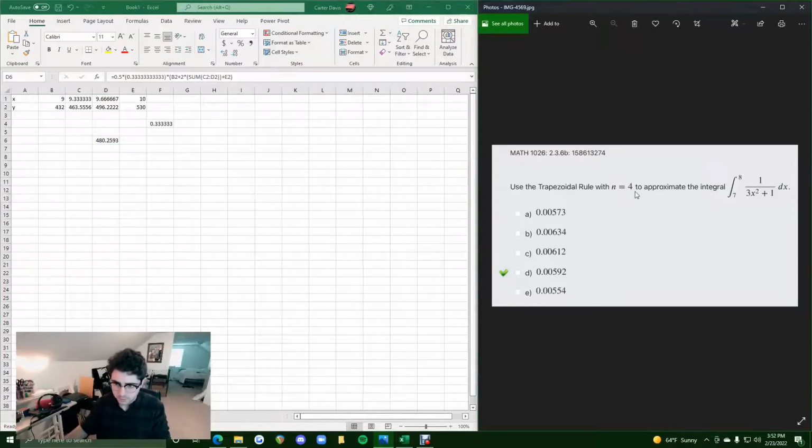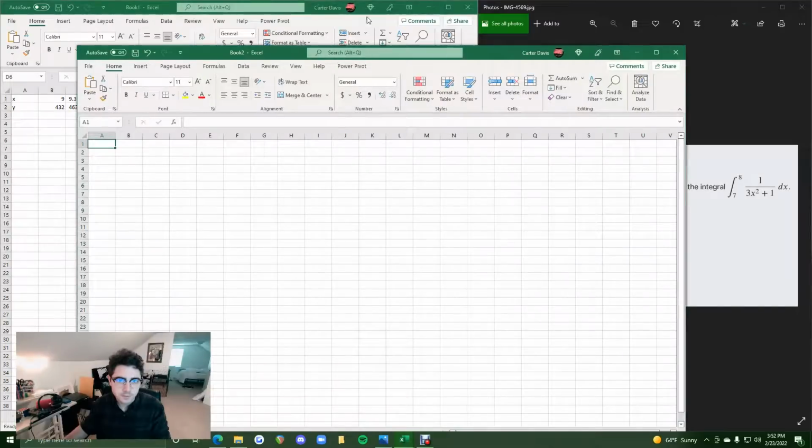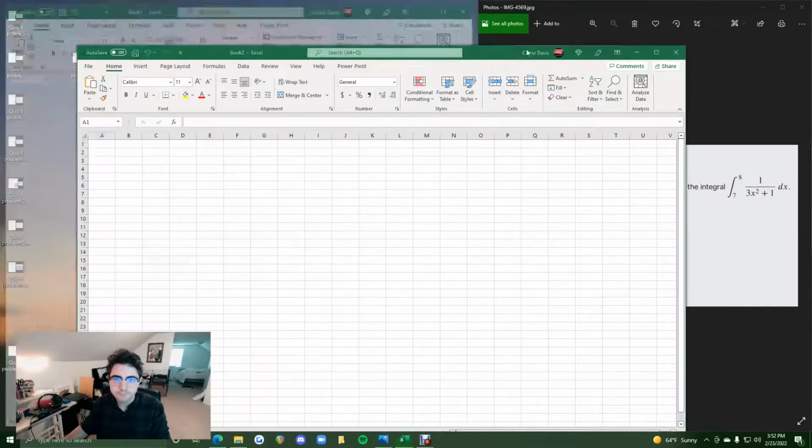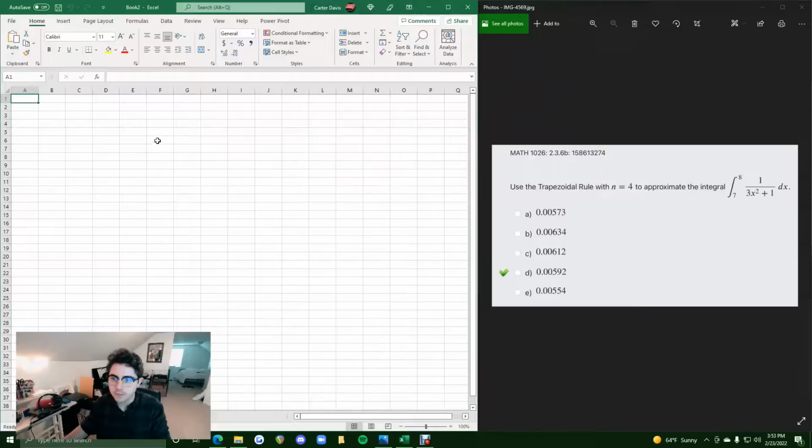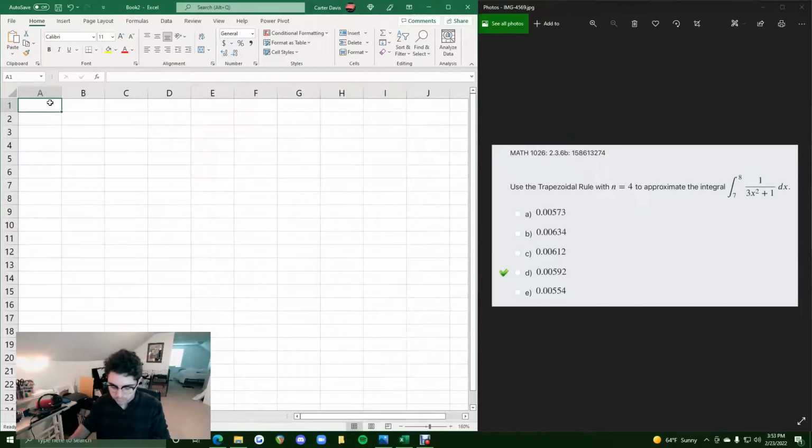So let's go and do a second example. I will go ahead and start up a new Excel. All right, let's jump right into it. So same exact approach, just a slightly different function. We're starting at x equals 7, going up to 8, but with 4 equal subintervals.